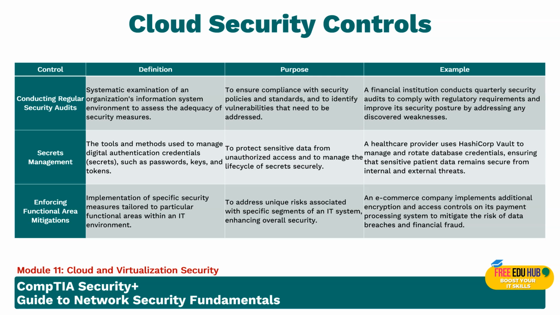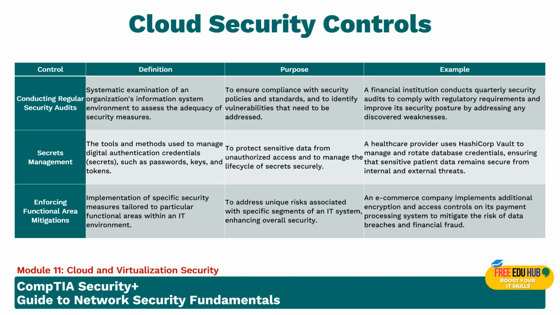Then we have enforcing the functional area mitigation, implementing the specific security measures tailored to particular functional areas within an IT environment. This purpose could be to address the unique risk associated with the specific segments and its IT systems, ensuring the overall security. An example could be an e-commerce company implementing additional encryption across its payment gateways to make sure that there is no risk of any sort of financial fraud.